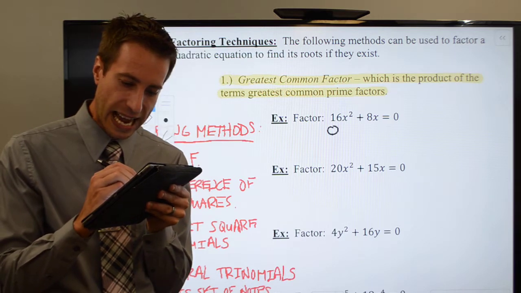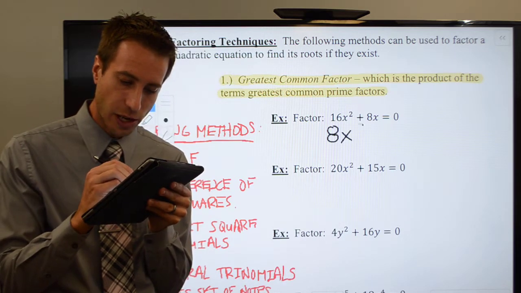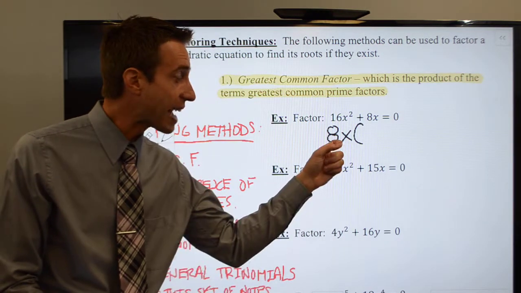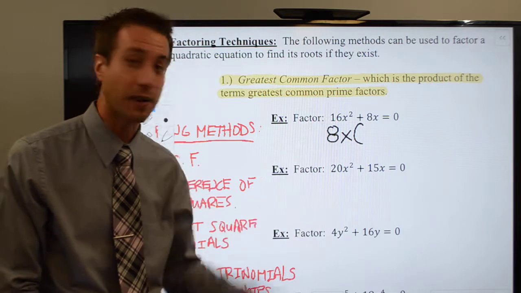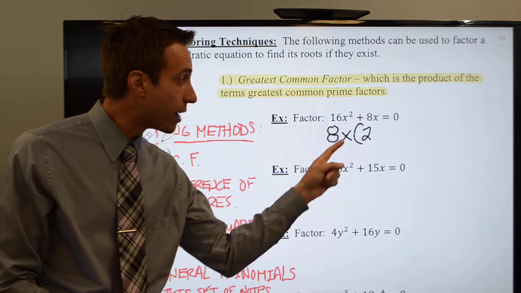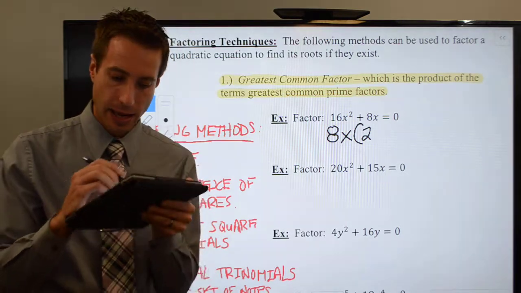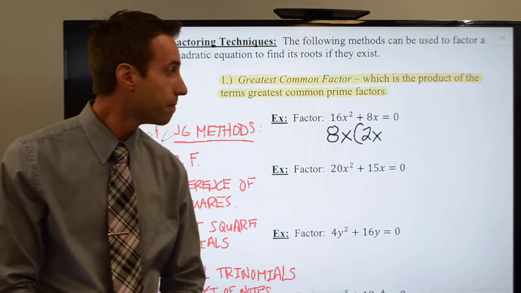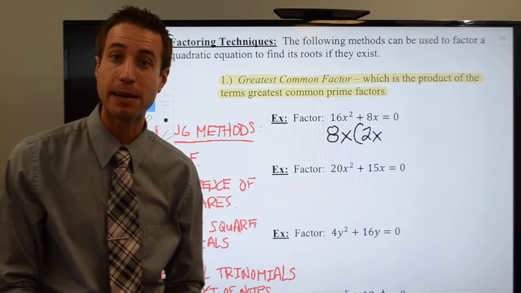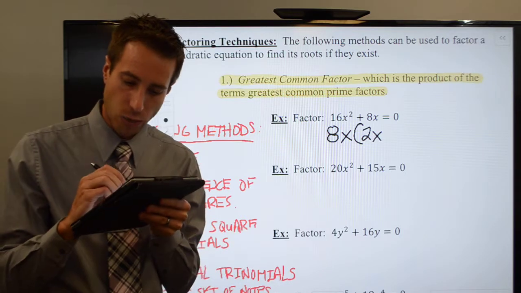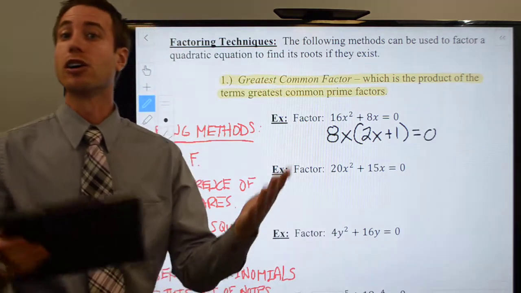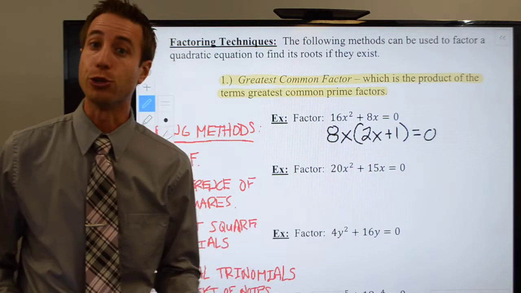I'm going to pull an 8x out of both of these terms, and when I do that, 16x squared divided by an 8x, well, 16 divided by 8 leaves me with a 2. X squared divided by x leaves me with an x. I had an 8x. I pulled out the 8x, which means 8x divided by 8x is a positive 1. So plus 1, and it's all equal to 0. Congratulations, you just factored using GCF.